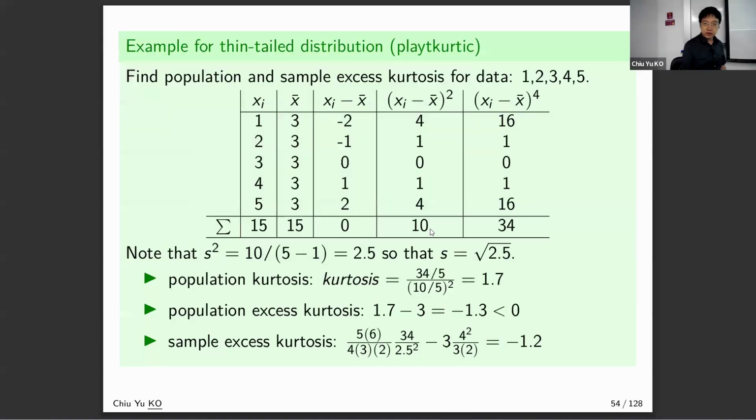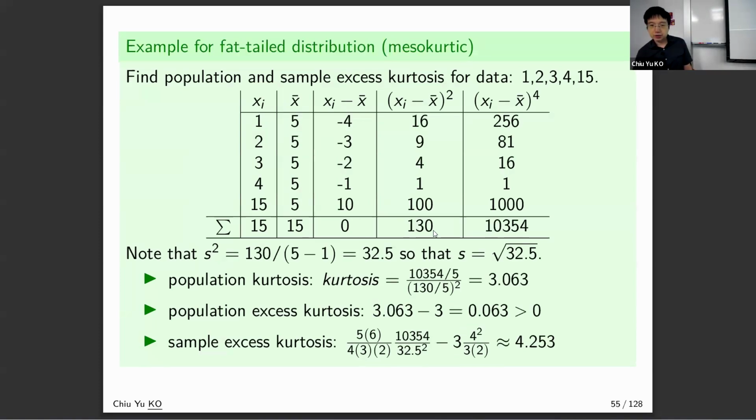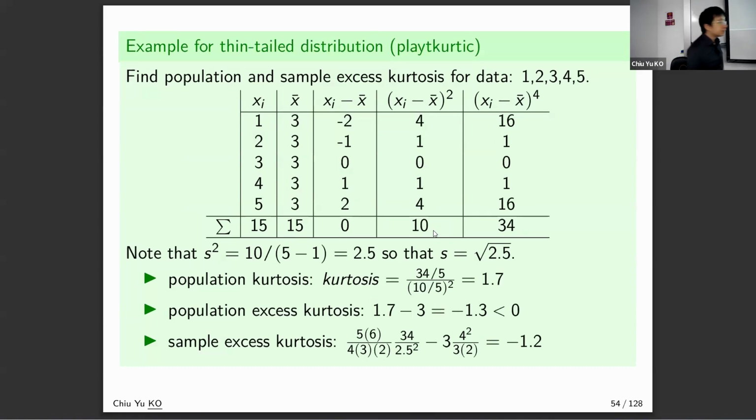Before the break, I want to quickly go over two examples to show you the thin tail and the fat tail. And you will see this data, 1, 2, 3, 4, 5, is way flat, right? And it turns out that this has negative excess kurtosis. Not surprising, right? Because it's flat. So let's do the calculation.